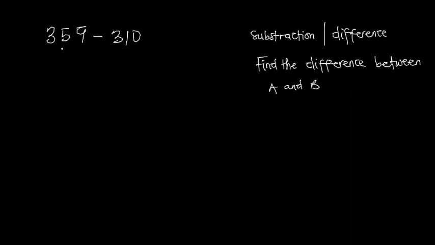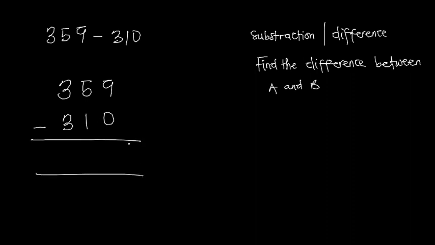So we have to find the difference between 359 and 310. So let's look at that. Writing them in our column manner, we have 359 and then 310. We have our subtraction sign here, then we underline them. Now I have 9 in the ones column. 9 minus 0 will give me 9 because nothing has been taken out of the 9. So we are still left with 9.